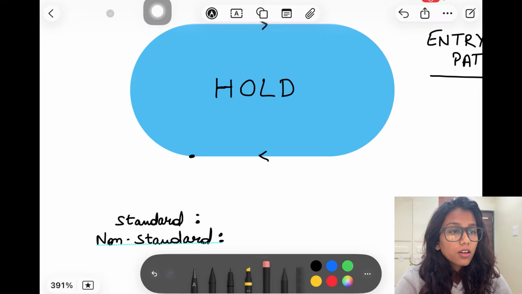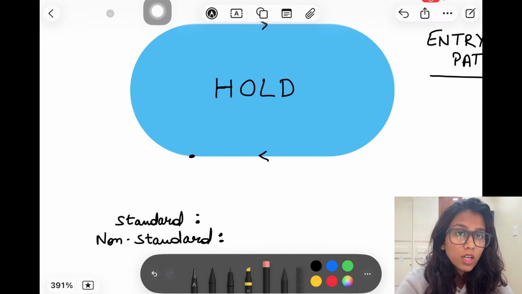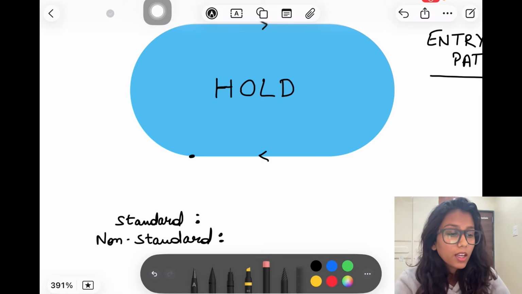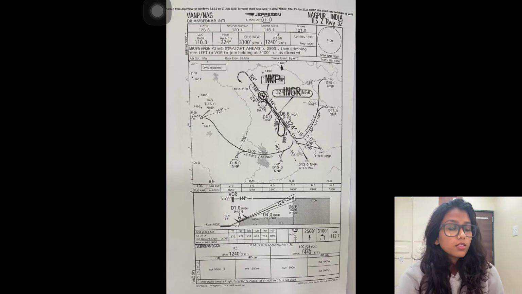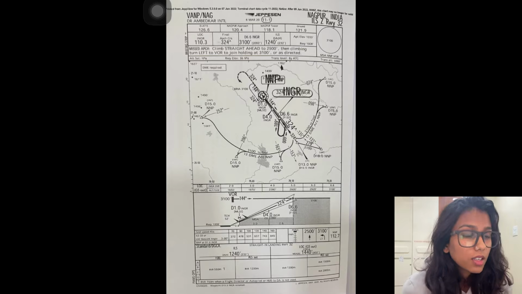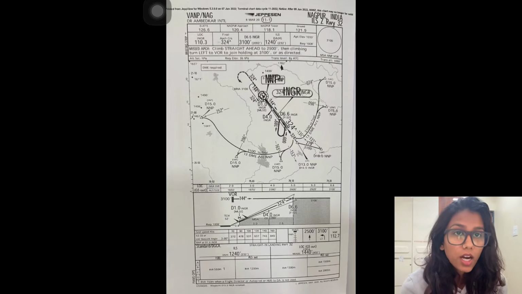And with this we'll also have to learn how to read a Jeppesen chart. And what is a Jeppesen chart, if you may ask, I will just show you a picture. So this picture that you see on screen is known as the Jeppesen chart.